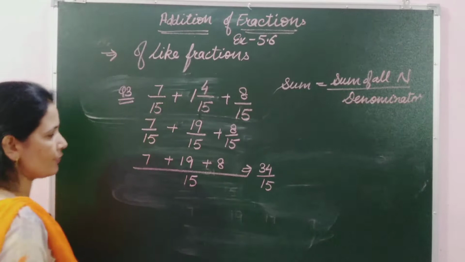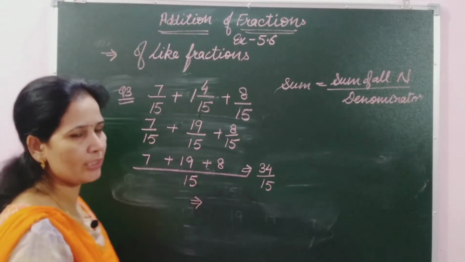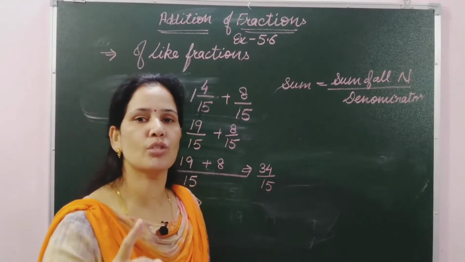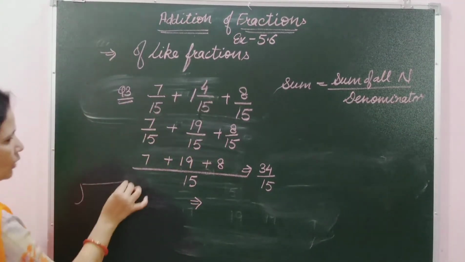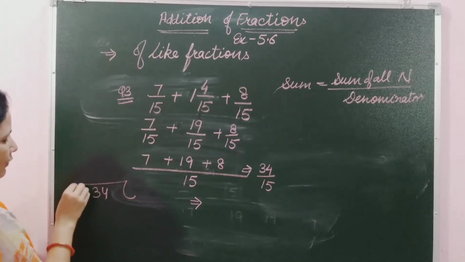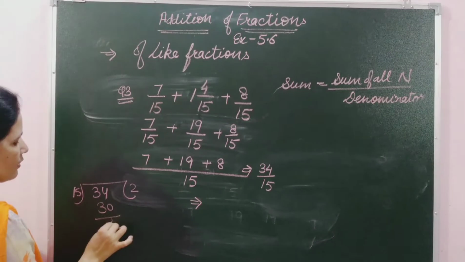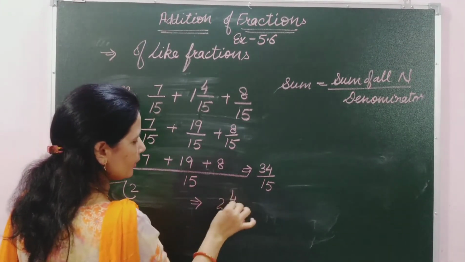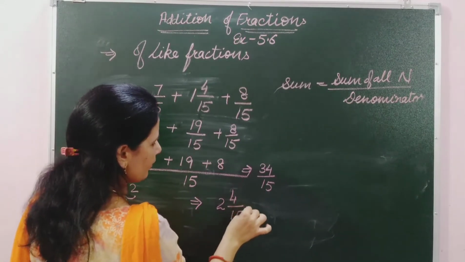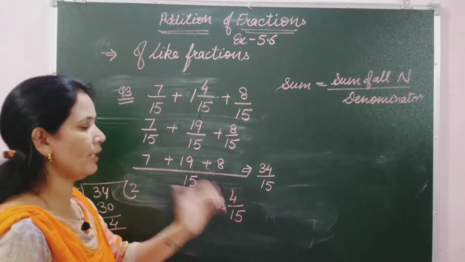Now convert into a mixed fraction. If we count the table of 15, 15 1s are 15, 15 2s are 30. Okay, now I am showing the division also, how I converted. 34 divided by 15: 15 2s are 30, remainder is 4. So the whole number is 2, remainder 4, and the denominator will remain the same. 15 2s are 30, 30 plus 4 is 34 by 15.